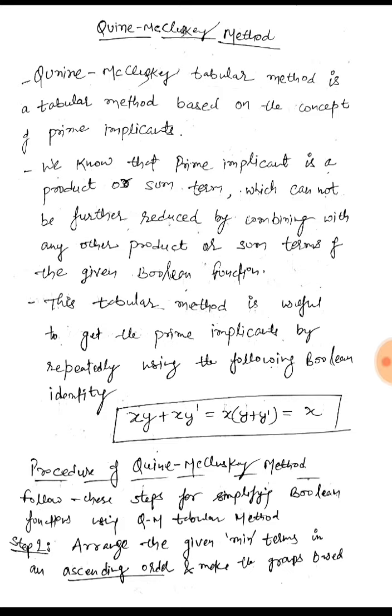The Quine-McCluskey method, or QM tabular method, is based on the concept of prime implicants. So what are prime implicants? A prime implicant is a product or sum term which cannot be further reduced by combining with any other product or sum terms of the given Boolean function.